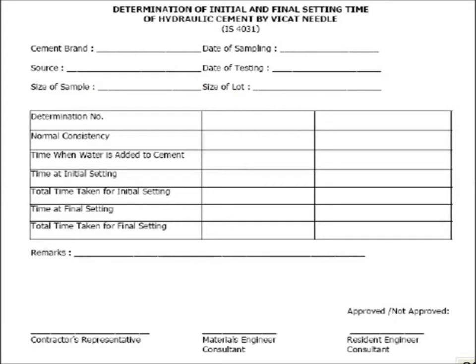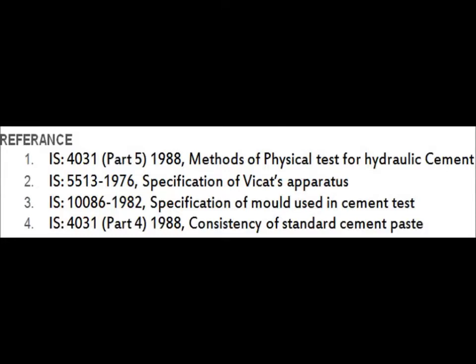The data should be recorded in this standard format and the initial and final setting times calculated. References. 1. IS 4031 Part 5 1988, Methods of Physical Test for Hydraulic Cement. 2. IS 5513 1976, Specification of the Vicat's apparatus. 3. IS 10086 1982, Specification of mold used in cement test. 4. IS 4031 Part 4 1988, Consistency of standard cement paste.